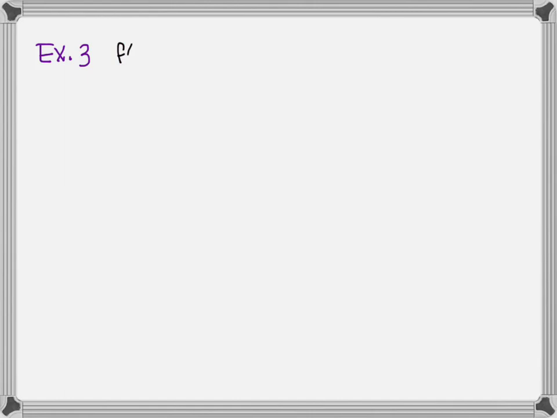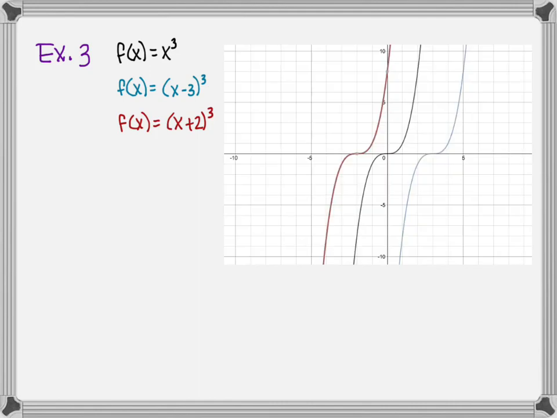Okay, example 3, starting with our parent function, f of x equals x cubed. We'll also look at f of x equals x minus 3 in parentheses cubed, and f of x equals x plus 2 in parentheses cubed. Here are our three graphs on the same coordinate plane. The parent function is here in black.